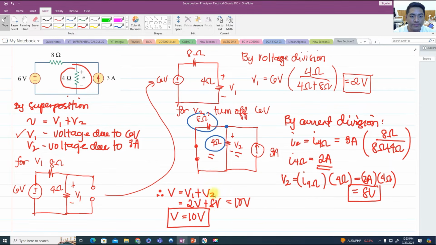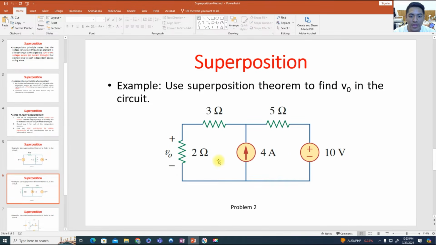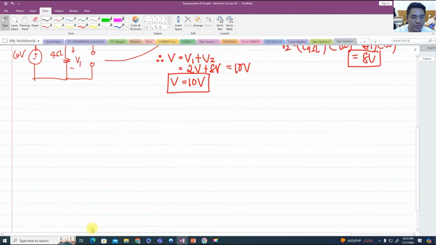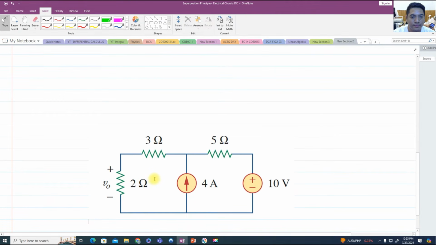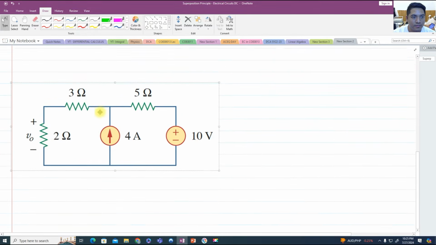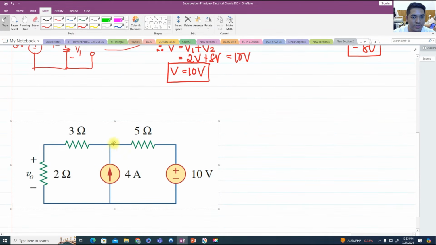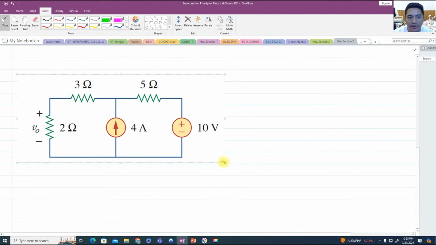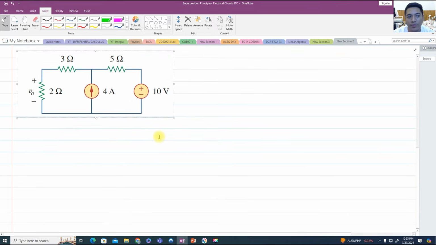So for number 2, we are going to use the same process, the superposition principle. Get the V sub O here. Using superposition, get the V sub O, or the voltage drop across the 2 ohms, using the superposition method.